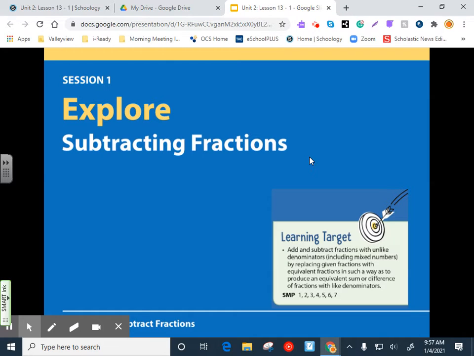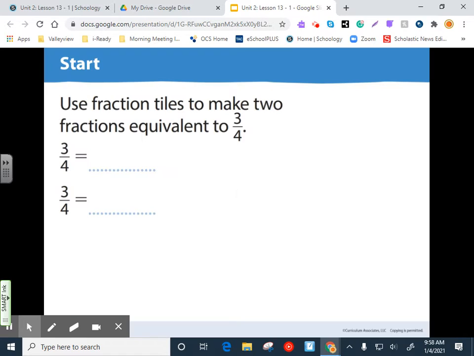We're going to be starting lesson 13, and this is going to deal with subtracting fractions. Before break, we had done a lot of adding fractions. So, a lot of what we're doing here is going to be very similar to what we've done before with adding fractions, mainly finding a common denominator. That's going to be a theme of this one. And again, because this is the first session of this lesson, this will be a pretty short one.